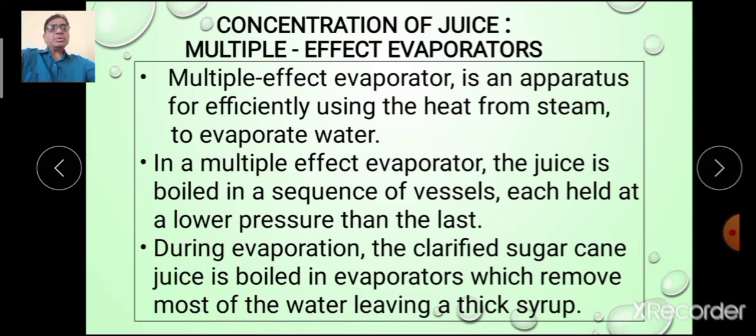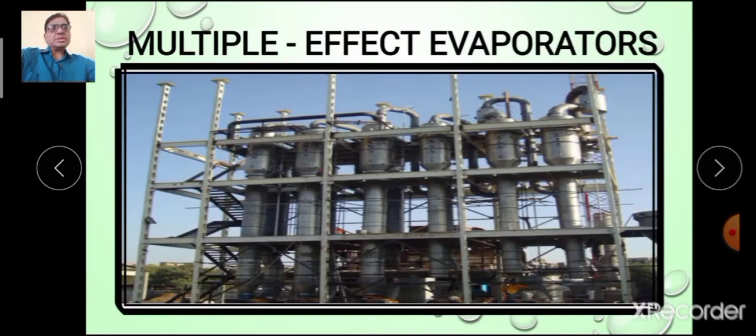Now students, what happens when the juice enters the first evaporator? The steam also enters the same evaporators. I will show in the diagram. This is the diagram of a unit of multiple effect evaporators. These are the evaporators and these are the connections shown here.